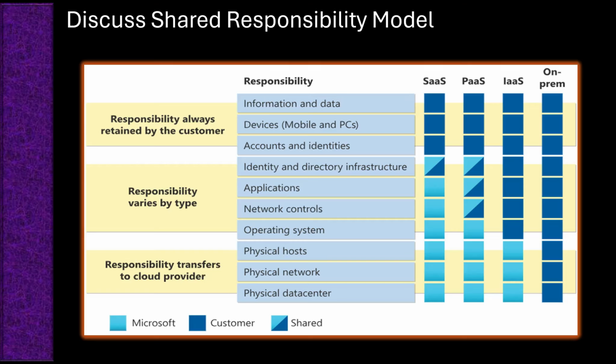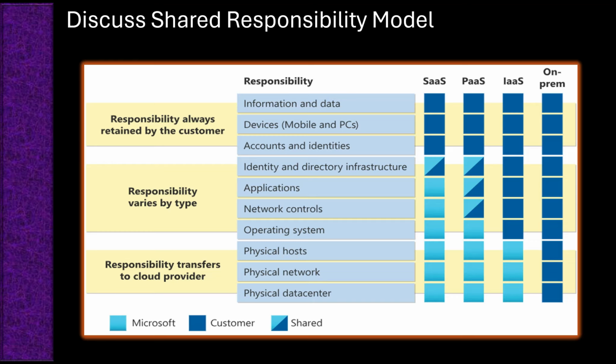Let's unpack what the shared responsibility model is. The shared responsibility model defines who is responsible for which aspects of security and operations between the cloud provider and the customer. The scope of responsibility shifts depending on the type of cloud service the customer chooses, such as infrastructure as a service, which is known as IaaS, platform as a service, which is known as PaaS, or software as a service, which is known as SaaS.